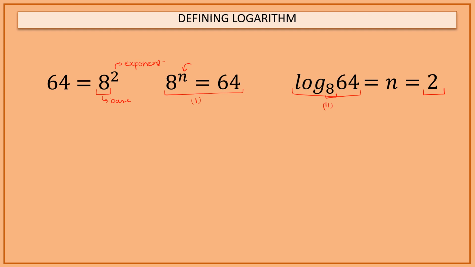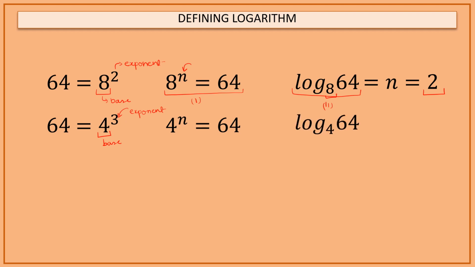Now 64 can also be expressed as 4 to the power 3. Here the base is 4 and the exponent is 3. Now we will repeat the same exercise with a different base, that is 4. 4 to the power which number is equal to 64? And in terms of logarithm, we can ask the same question again: logarithm of 64 to the base 4 is equal to which number, which is here numerically equal to 3.